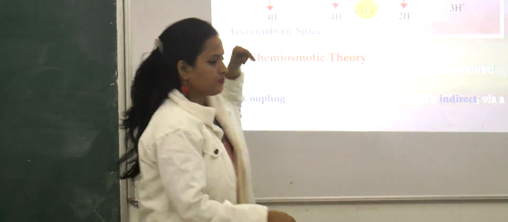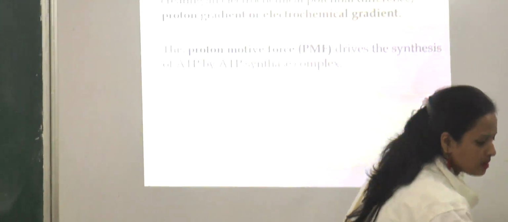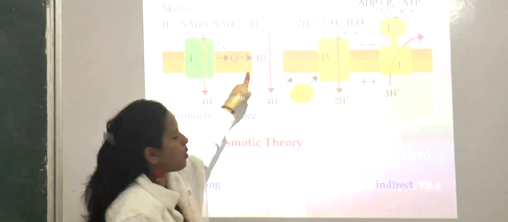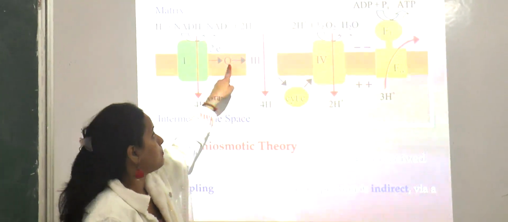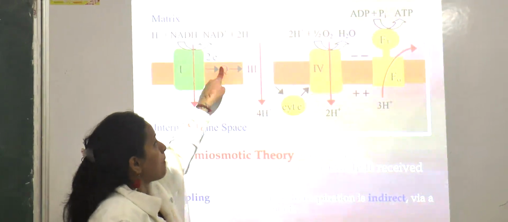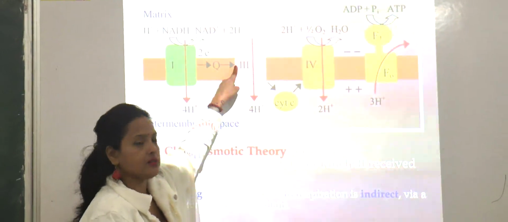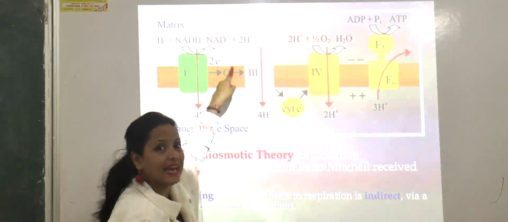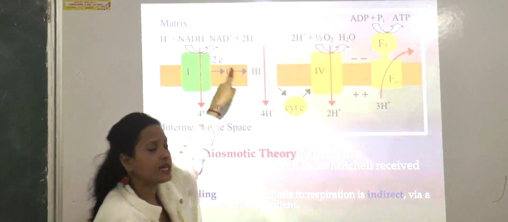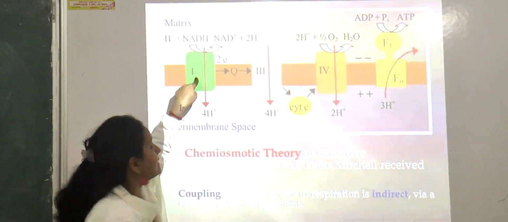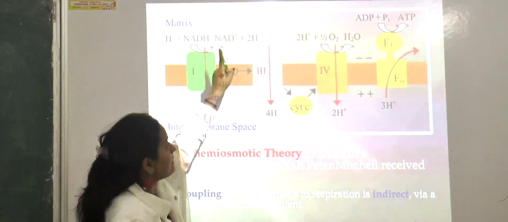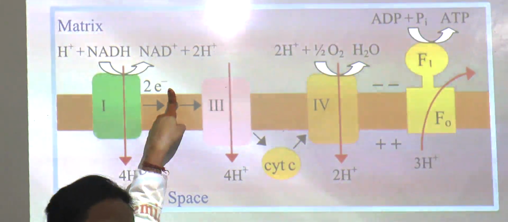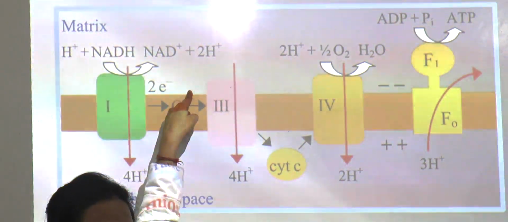As I told you, I should mention the complex numbers. There is another complex called complex 2. This complex 2 is not shown here, I will discuss it later on, but I just want to mention it here. Complex 2 gets electrons from FADH2. Here we can see complex 1 is getting electrons from NADH, while complex 2 directly gets the electrons from FADH2.